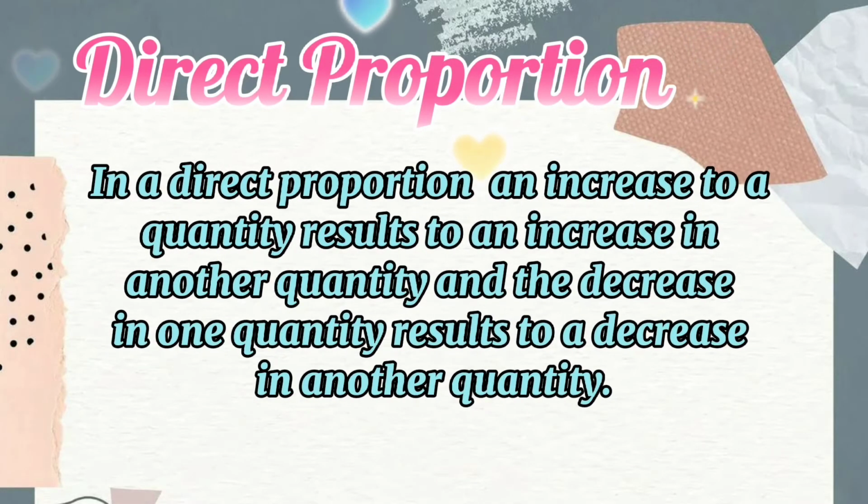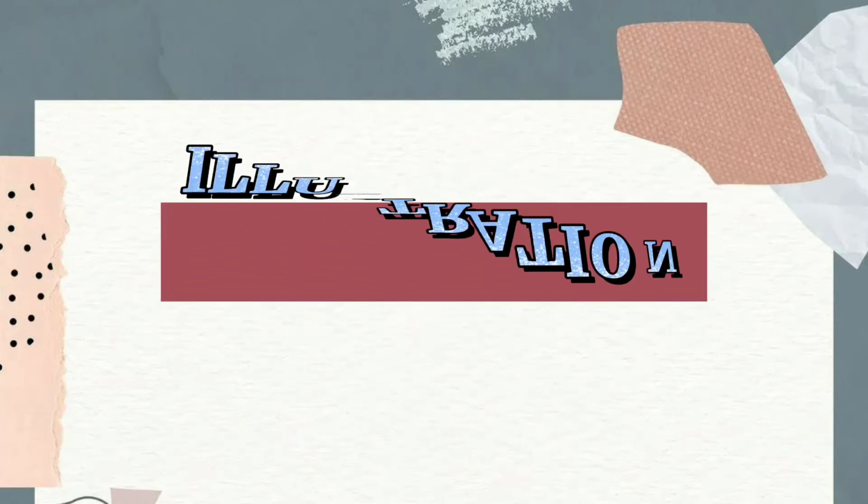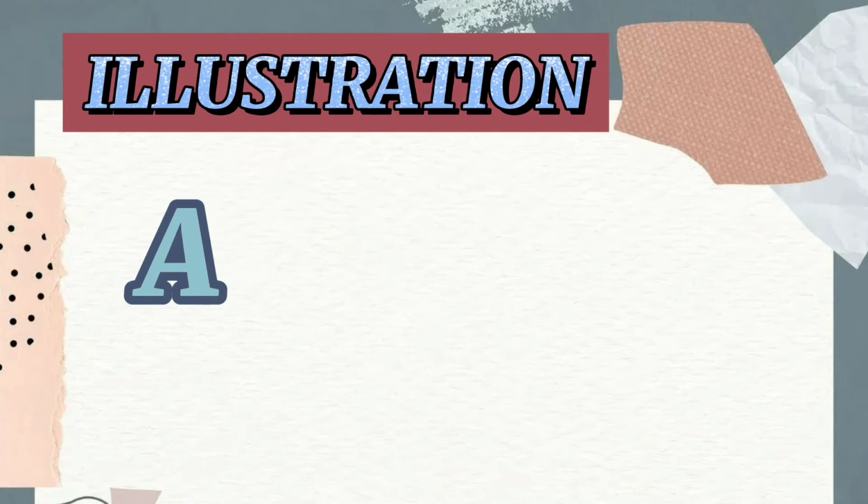In a direct proportion, an increase to a quantity results to an increase in another quantity, and the decrease in one quantity results to a decrease in another quantity. Then, the two quantities are directly proportional to each other. So, paano yon? Let's have an illustration. Example, we have quantity A and quantity B.